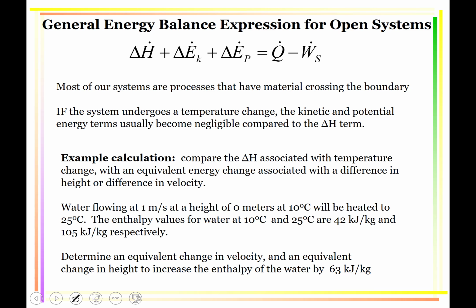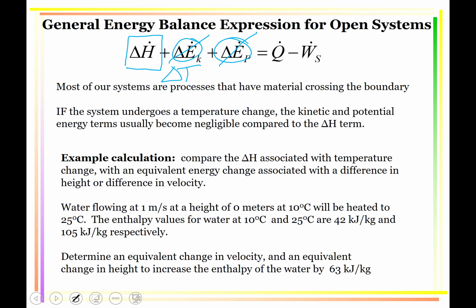So we're going to use an open system, and what I want to try to prove to you with this calculation is that the enthalpy change, if there's any delta T in the system, will be much more significant than the kinetic and potential changes that you could have. So for most of our calculations, we are going to be neglecting these terms. The idea here is that if you have a delta T, you can probably neglect kinetic and potential energy. And let's prove that by doing a simple calculation.